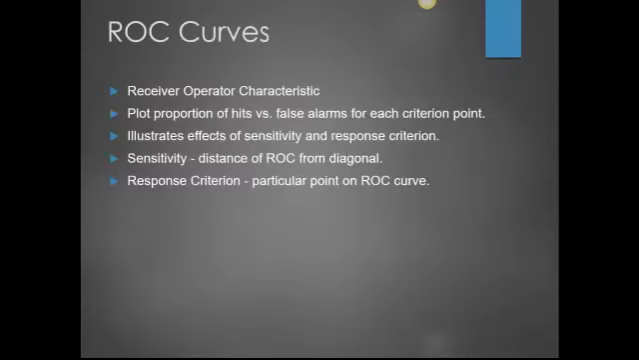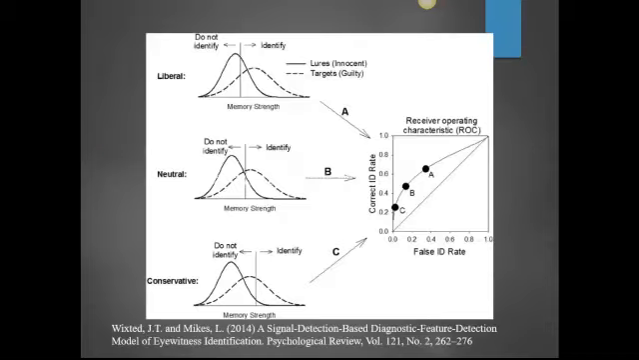We can look at this in terms of the ROC curve, which is the receiver operator characteristic, and we plot the distribution of hits versus false alarms for each criterion point. And it illustrates the effects of sensitivity and response criterion, like we just talked about. And sensitivity is going to be the distance of the receiver operator characteristic from the diagonal, and the response criterion is the particular point on the ROC curve. And I'm going to show that to you because it's easier to see in a visual.